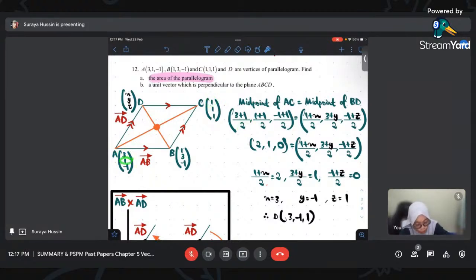Manakala 1 tambah 1 bahagi 2. Negatif 1 tambah 1 bahagi 2. Okay, so I will get the midpoint in the middle because it's the same anyway with the midpoint of BD.